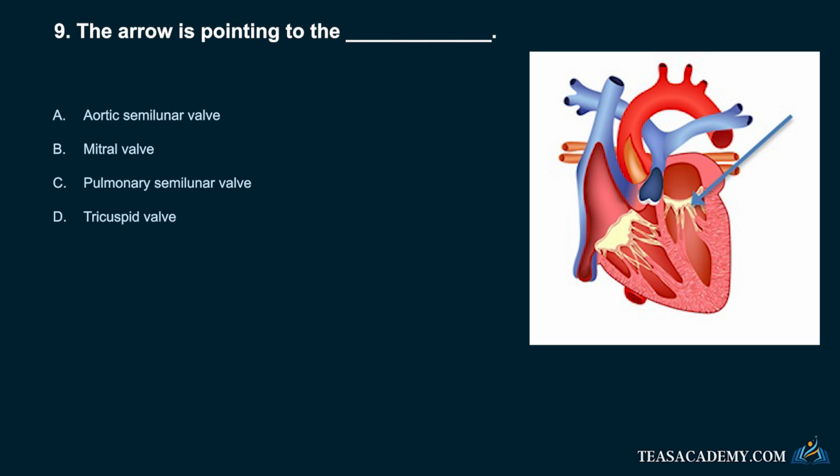9. The arrow is pointing to the underscore. A. Aortic semilunar valve. B. Mitral valve. C. Pulmonary semilunar valve. D. Tricuspid valve.